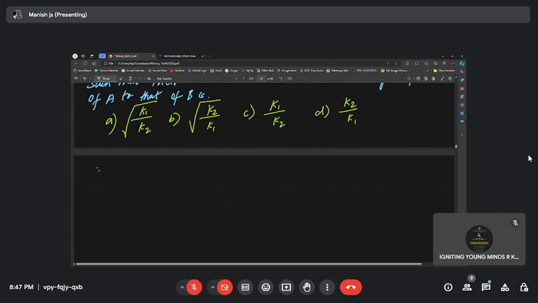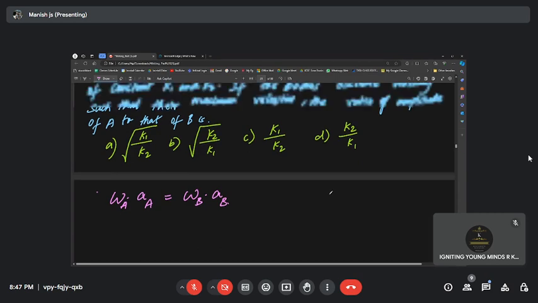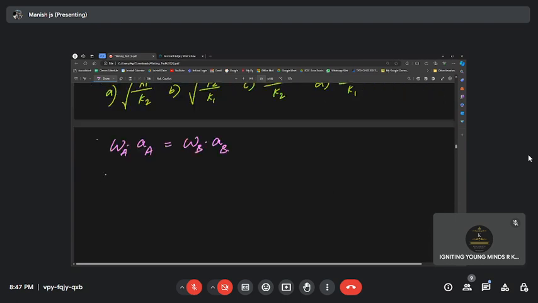So we can express the angular velocities. The angular velocity of A times the amplitude of the first body, object A, should be equal to the angular velocity of the second object, B, times the amplitude of the second object. Because we want the ratio of the amplitudes, A to B, we go for a rearrangement, children. You will get the angular velocity of B upon the angular velocity of A. That's it.